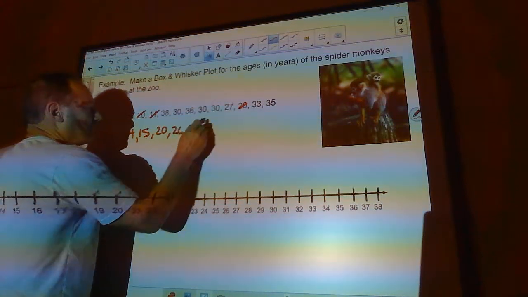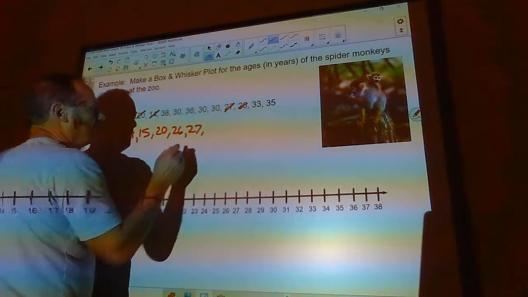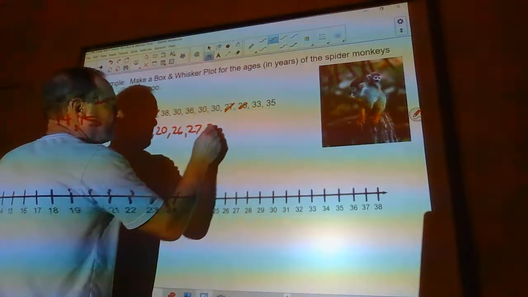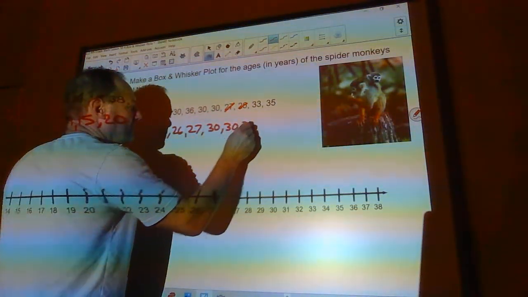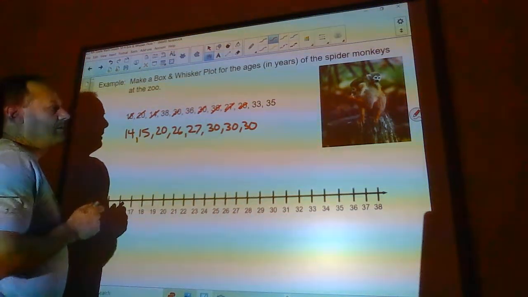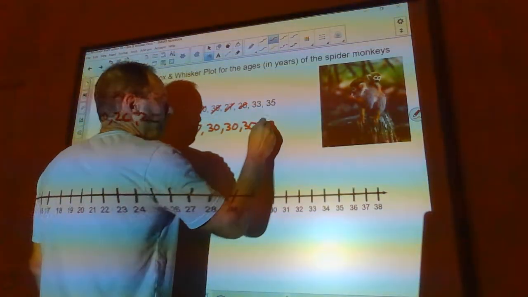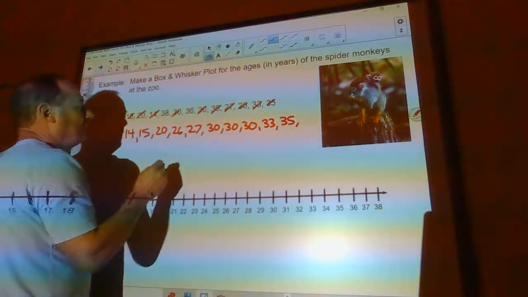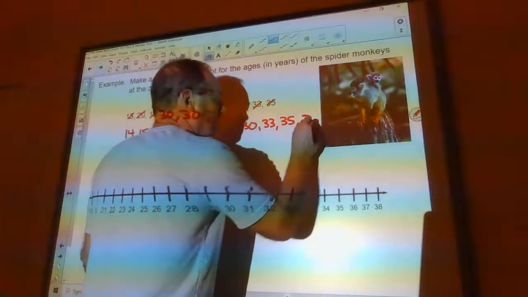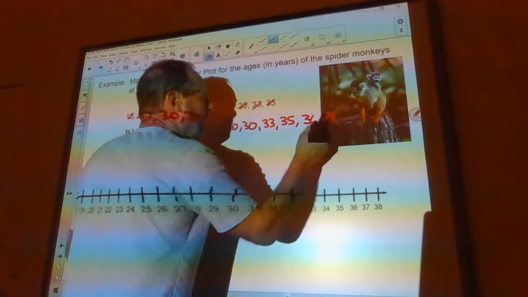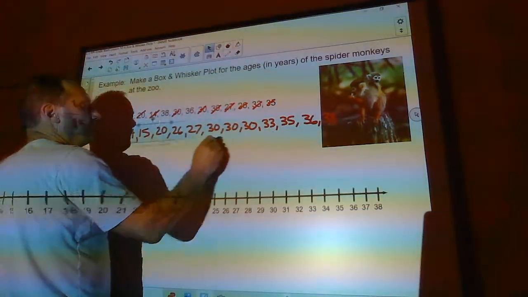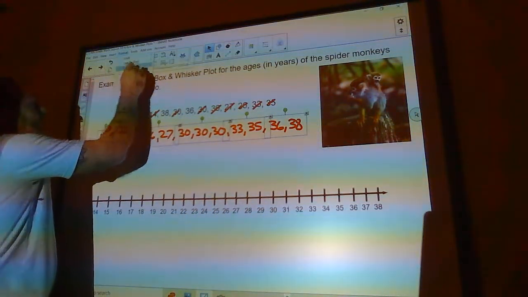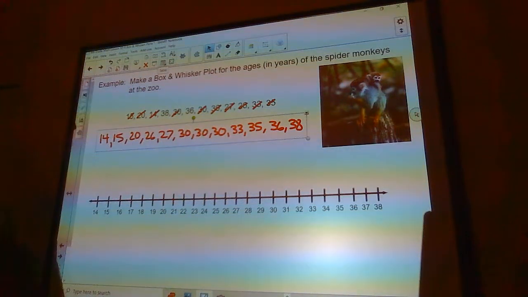26, 27. Looks like there's 1, 2, 3 30s. There's a 33, a 35, and a 36 and a 38. Okay, so I kind of ran along right here. Let's move this down there. All right, very nice. Okay, so here's my data.